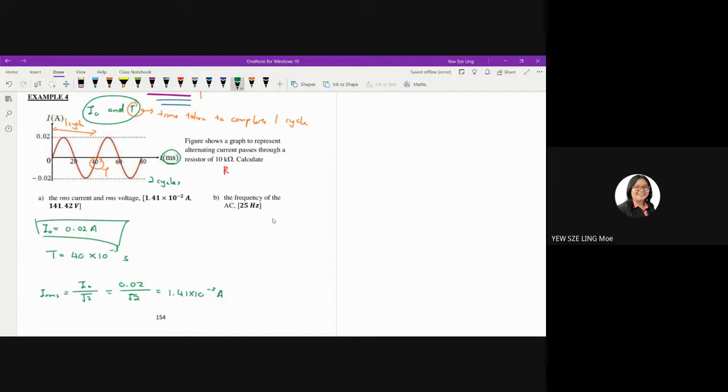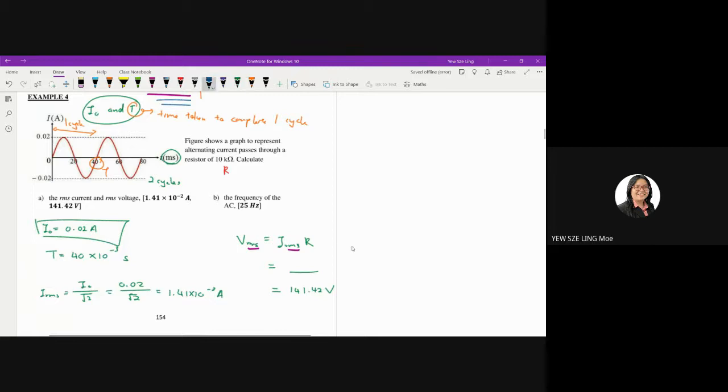Once you have IRMS, you can then determine VRMS by using V = IR. Make sure your I and your V are coming from the same family. Both of them come from the RMS family. So plug in the values. Eventually, you should obtain V equals 141.42 volt.